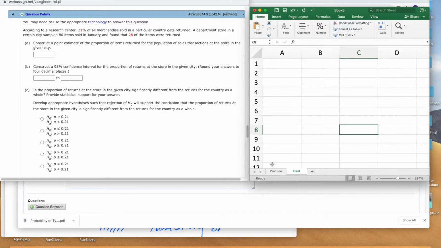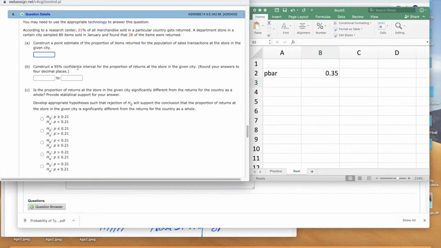It says, according to a research center, 21% of all merchandise sold in a particular country gets returned. A department store in a certain city sampled 80 items sold in January and found that 28 of the items were returned. And then it's asking us for the point estimate of the proportion. That's just p bar. And that's just how many were returned out of the sample of items, 80. So 28 divided by 80 is going to be 0.35.